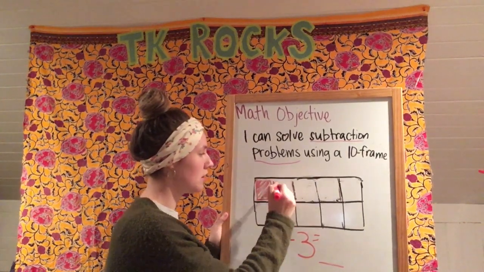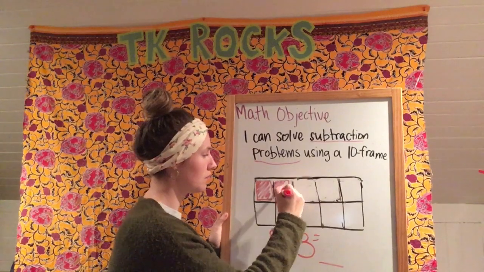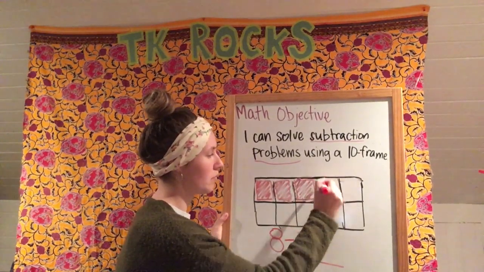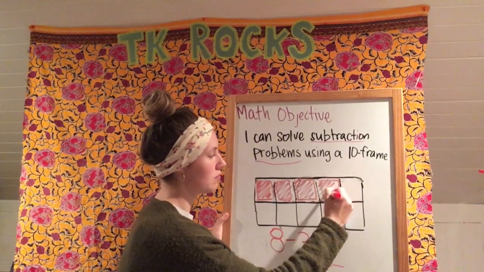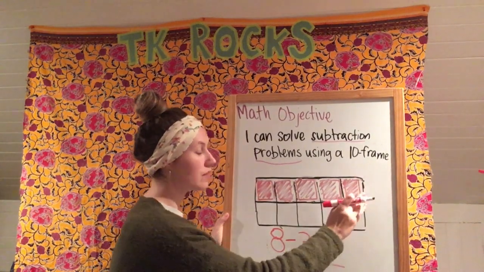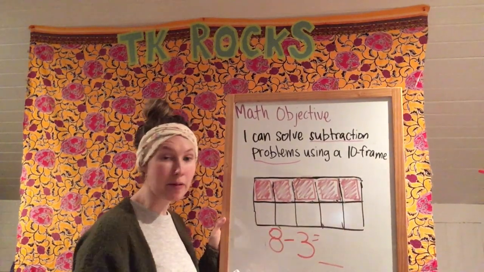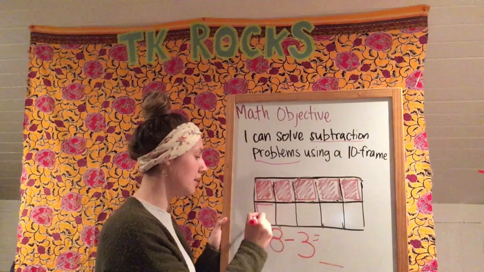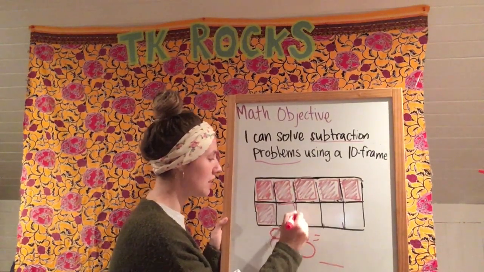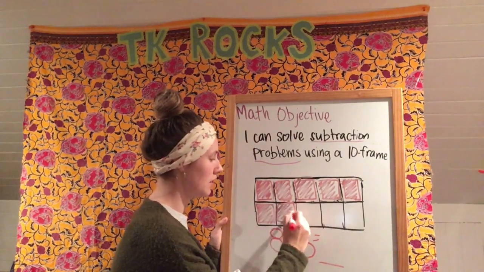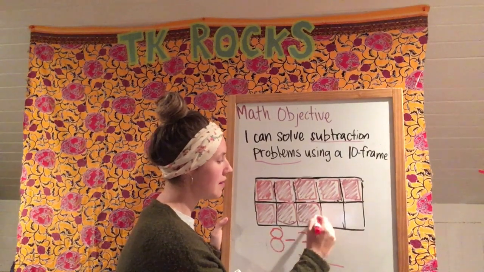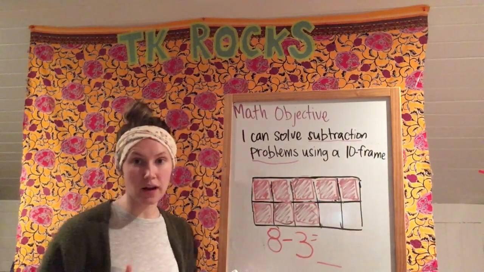1, 2, 3, 4, 5. Now, I still need to make sure that when I go down to the next line, just like when we were adding, I have to start on the left again. 6, 7, and 8. So now I filled in 8 frames, and how many do I need to cross out?